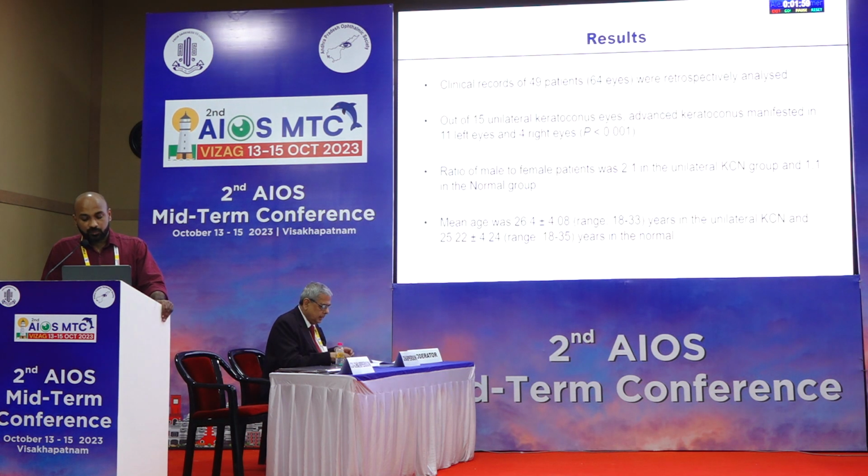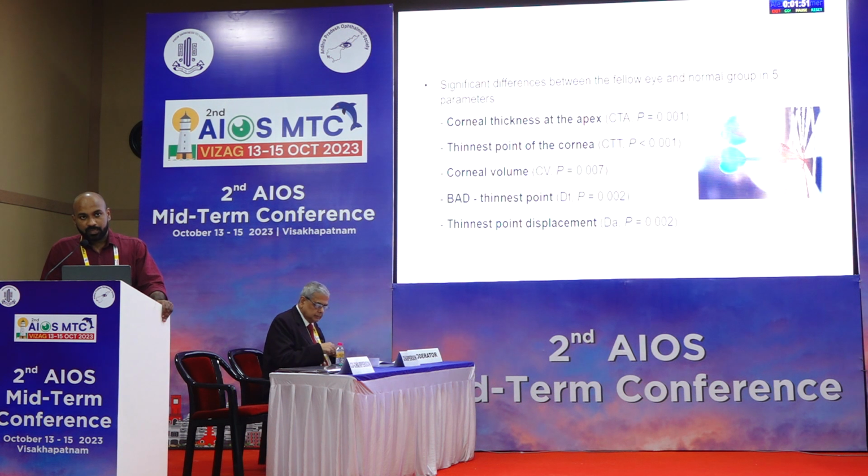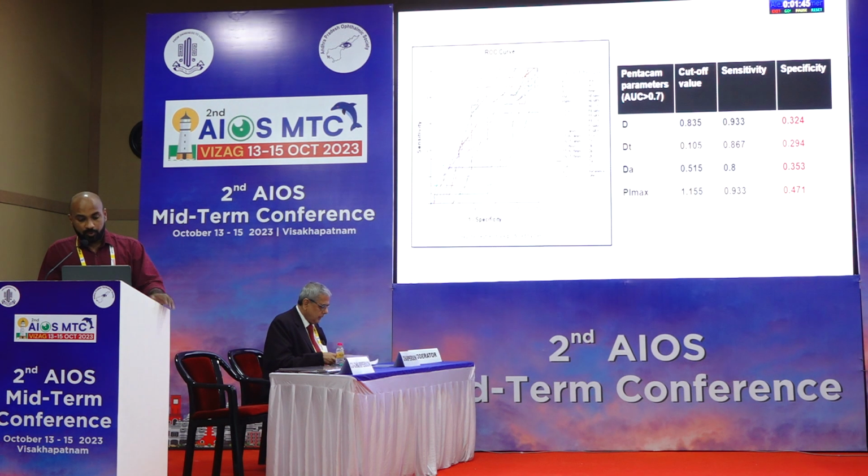64 eyes were retrospectively analyzed, and the keratoconus manifested mainly in left eyes and in male patients. These are the 5 parameters which showed a significant difference between the fellow eye and the normal group. We plotted an ROC curve to find which parameters can actually distinguish the fellow eyes from the normal eyes. These were the 4 parameters with an area under curve more than 0.7, that is the D value, D thinnest point displacement, and pachymetric progression index maximum. You can see they have good sensitivity, however the specificity is a little on the lower side, and this was the first data ever in the Indian population.